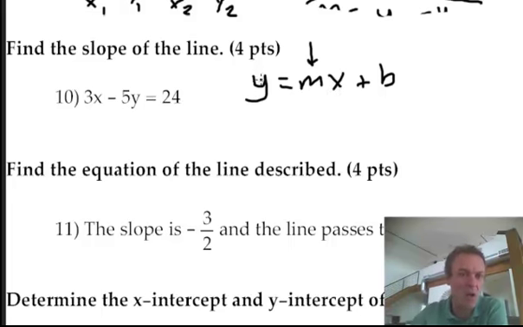Anyway, so the number next to the x is the slope. Now, it's not here. That is not it there because this is not written as y equals. I need to get the y by itself. And I think that's where some people struggled on the test.